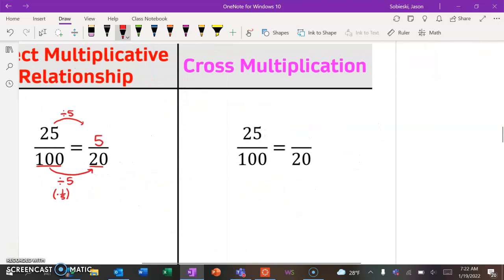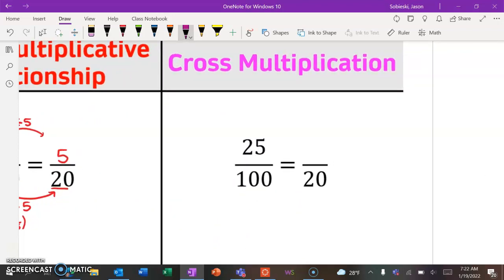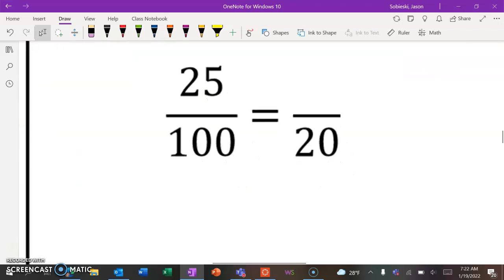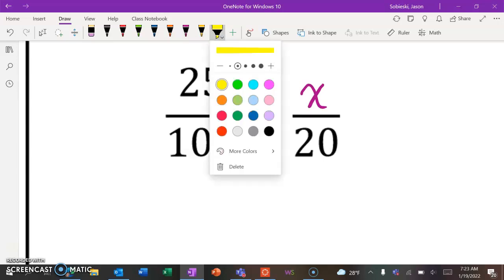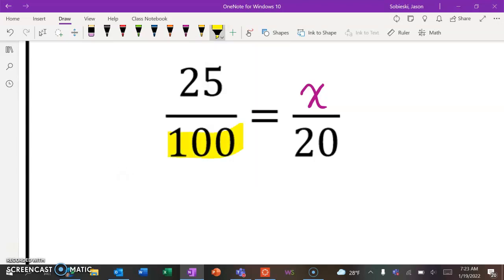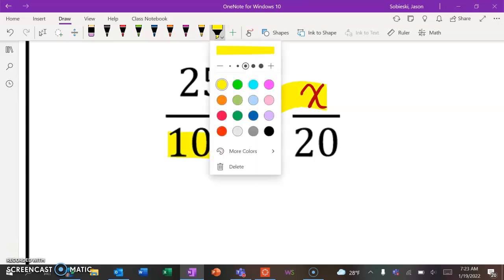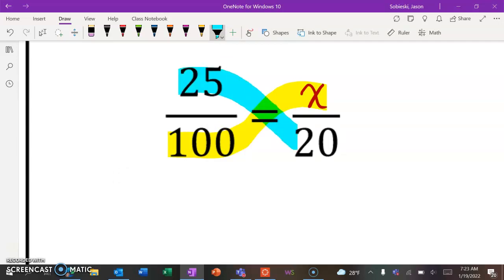Okay? And then my all-time favorite method is cross multiplication. So this is where we try to make a quick equation out of this, which should be a piece of cake now that we spent an entire unit on that. So again, 25 over 100 is some number over 20. Well, in math, anytime we don't know a number, we can substitute a variable in for it. So let's do that. And then maybe you remember doing this with your highlighters, right? Taking the yellow, doing your cross, and then your blue.